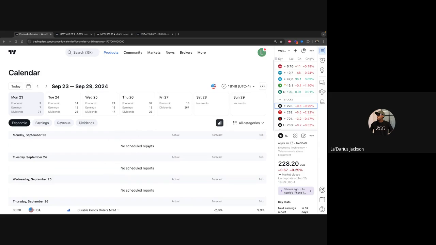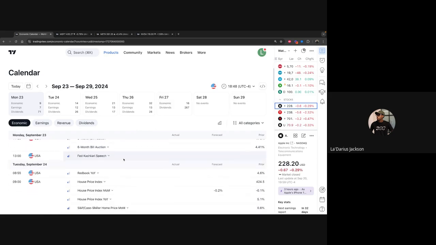Now, let's see what we have for this week. So this week, Monday, we don't have anything major. I do have my high importance indicator turned on, so that doesn't mean we don't have any reports at all, but it's saying that we don't have any major reports. Like if I turn it off, we have a whole bunch of other stuff.